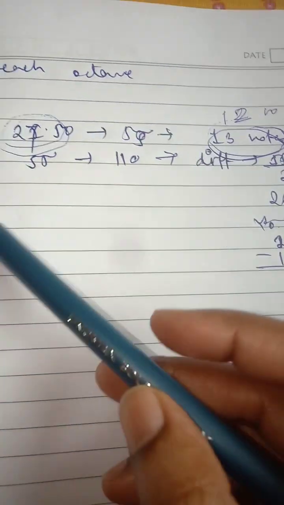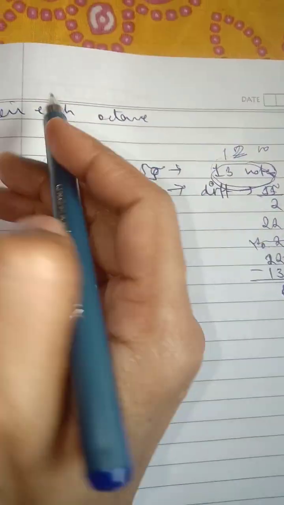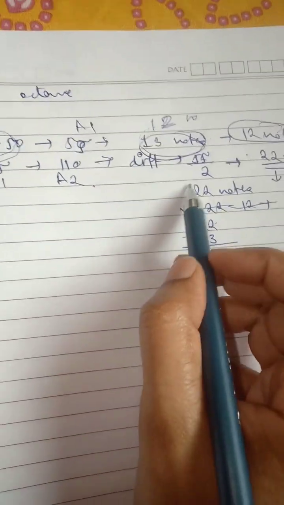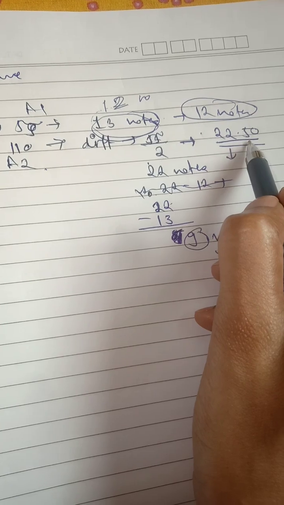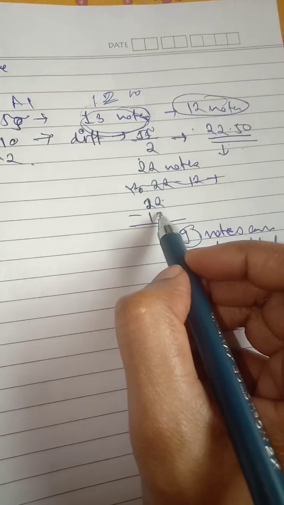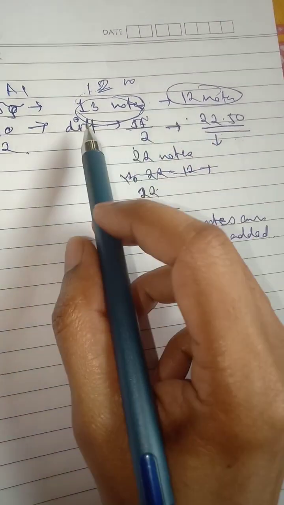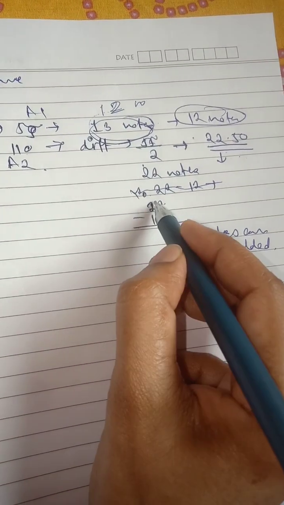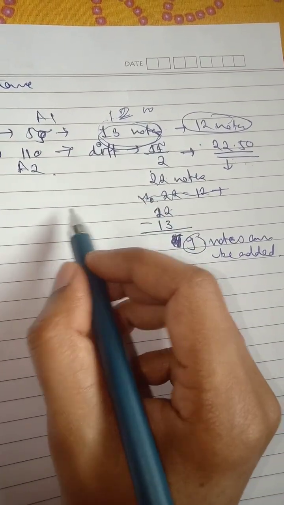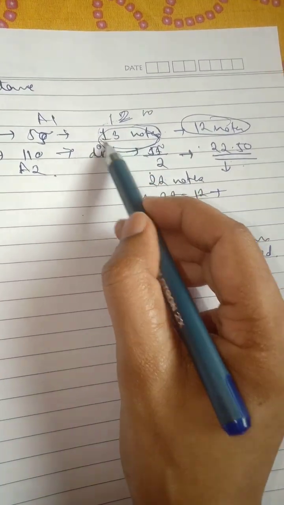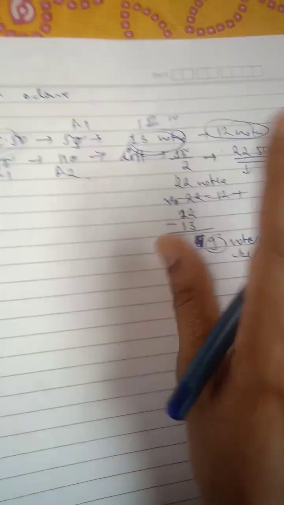But if you go to the next octave, from 55 to 110, this is A1, this is A2. Now 110 minus 55 is 55, divided by 2 gives 27.50. If we space the notes by 2 hertz, we can get about 27 notes from 55 to 110, okay? In each octave we see there are 12 notes, but we can add more notes here, about 15 more.